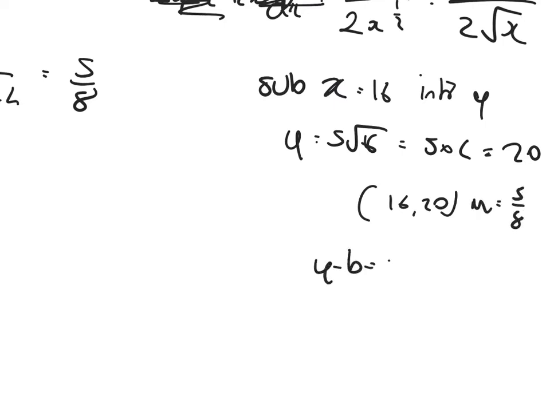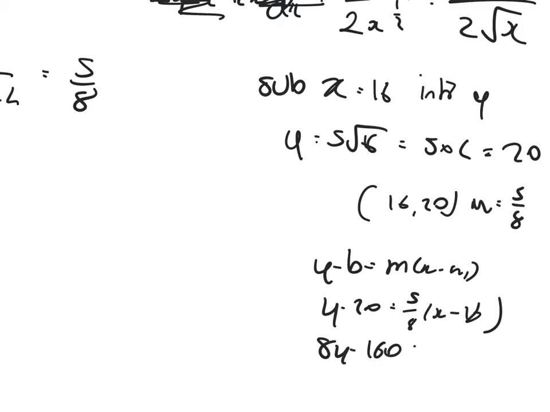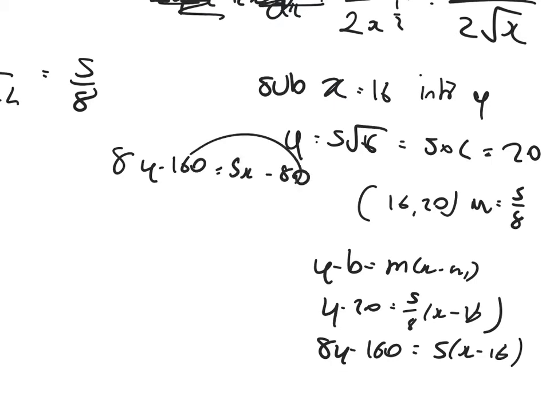Y minus b equals m bracket x minus a. Y minus 20 equals 5/8 bracket x minus 16. Let's multiply through by 8. That will be 8y minus 160 is equal to 5 bracket x minus 16. 8y minus 160 is equal to 5x minus 80. Let's bring that over, and that will be 8y equals 5x plus 80.